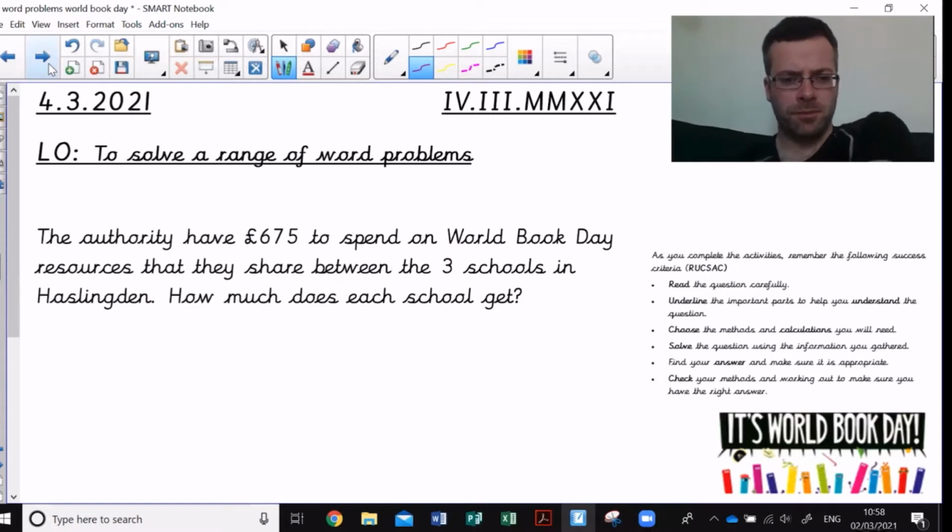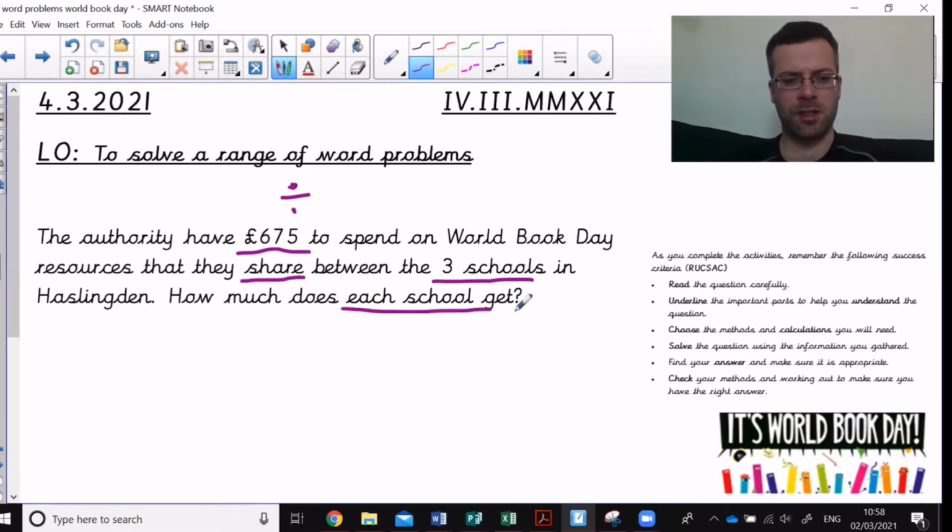Next one. The authority have £675 to spend on World Book Day resources that they share between the 3 schools in Haslingden. How much does each school get? So that's important. The word share is important, and as soon as I see share, I'm thinking divide. And they're sharing it between 3 schools. How much does each school get?